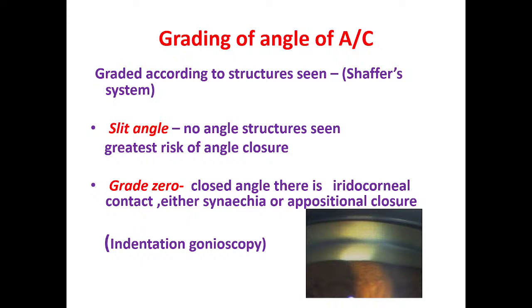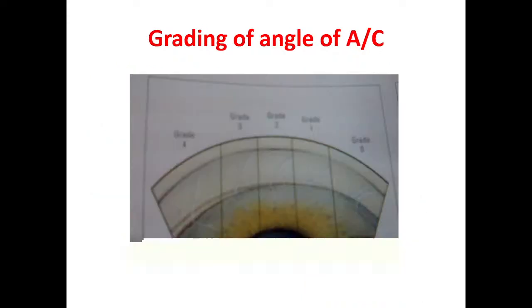So you take a history and ask the patient, did you ever have headache with pain in the eye, with blurred vision, with halos around the light. The patient may say, yes, I have this frequently. And gonioscopy shows the synechia, called peripheral anterior synechia. So you can diagnose angle closure glaucoma with the help of the history and gonioscopy. Is it clear?